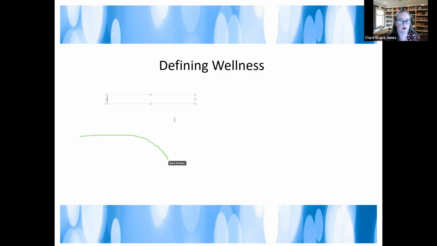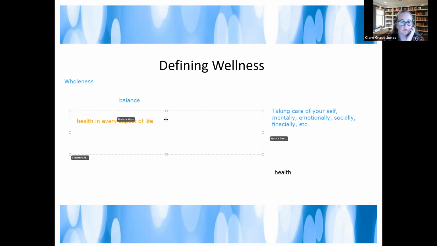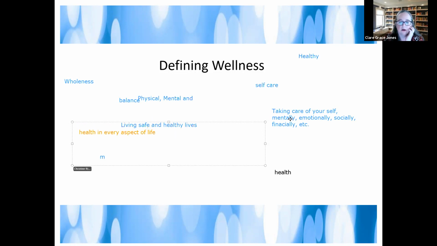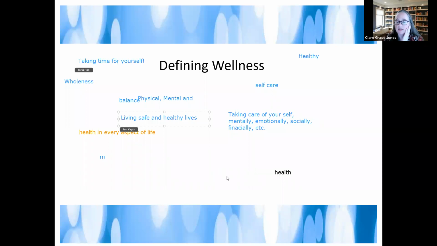I see some folks already started. As I said, for this one the easiest thing to do is use the text function. I'm going to try to move things around a little as people start populating their answers so they don't overlap. Great, lots of people are sharing in the chat and on the screen. Awesome. So we've got taking care of yourself mentally, emotionally, socially, and financially; being safe, living safe and healthy lives; health in every aspect of life; stability, mental, physical, emotional. I see in the chat, presence of healthy living; taking time for yourself, with a big exclamation point; healthy habits that support physical, mental, emotional, spiritual health.